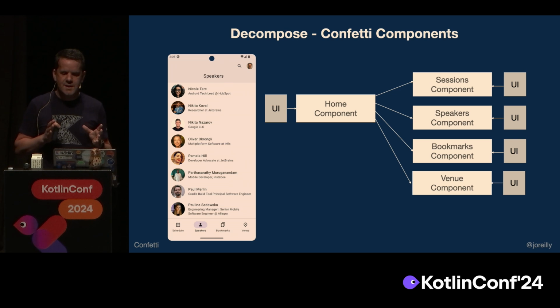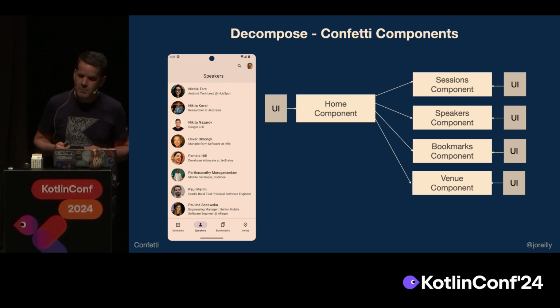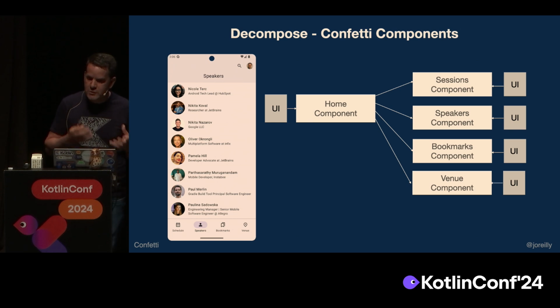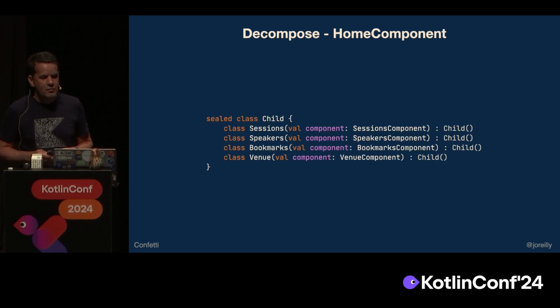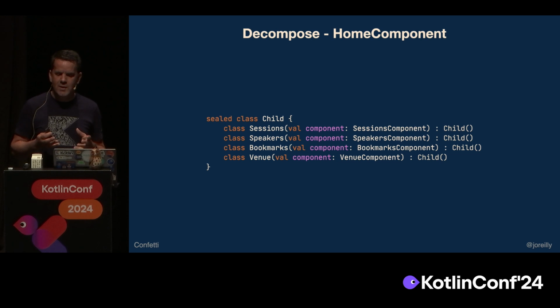And a key thing here is that the components themselves know nothing about the UI. We just hook up particular UI screens to the appropriate component. Firstly, showing here the set of children defined for home component. And we'll explore here a little in the next few slides an example of how we'd navigate to the speakers child and associated UI.